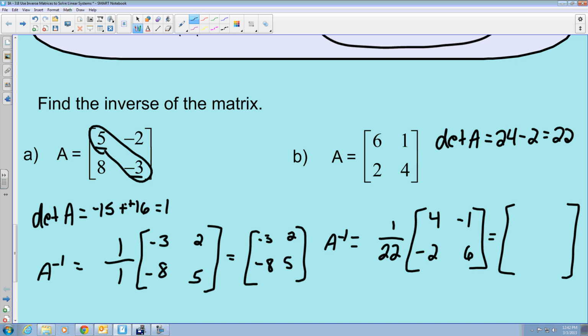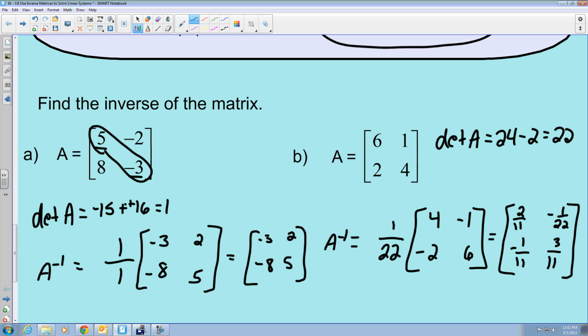So 4 times 1 over 22 is 4 over 22, but in lowest terms, this becomes 2 over 11. -1 times 1 over 22, that's just -1 over 22. -2 times 1 over 22 will give me -2 over 22, but in the lowest terms, that's just -1 over 11. And then we have 6 over 22, but in the lowest terms, that'll be 3 over 11.